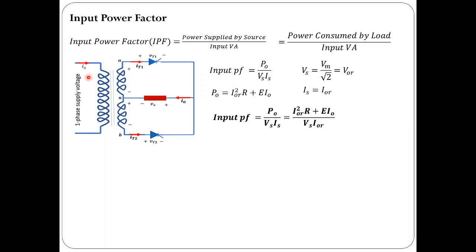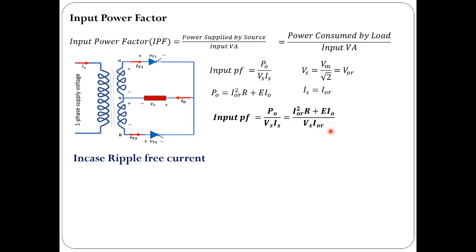Power absorbed by the load is equal to power absorbed by the resistor plus power absorbed by the battery. Power absorbed by the resistor is equal to the RMS value of current squared into the resistance value. Power absorbed by the battery is equal to the battery voltage into the average value of current flowing through the battery. We know the RMS value of source voltage is equal to the RMS value of the load voltage, and the RMS value of source current is equal to the RMS value of the load current. So substitute them in the formula of input power factor. Input power factor is equal to I0R squared into R plus E into I naught, divided by Vs into Is, where Is is equal to I0R.